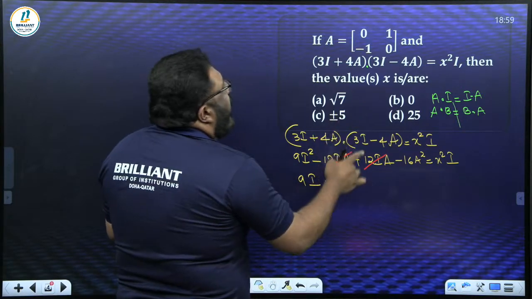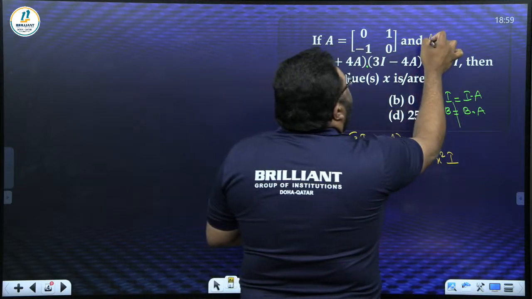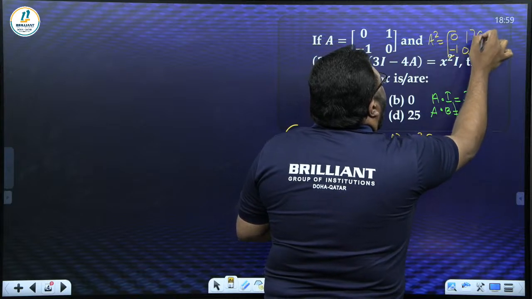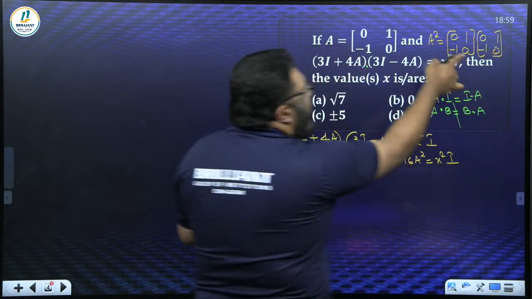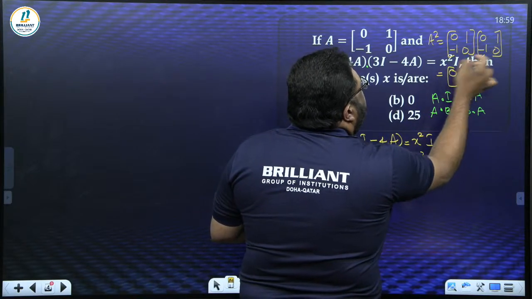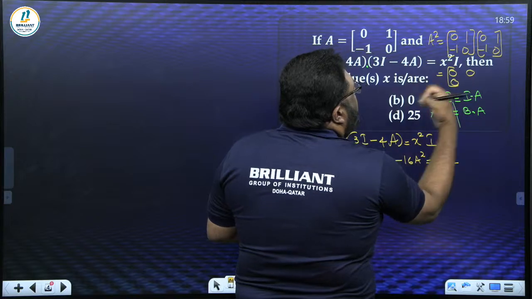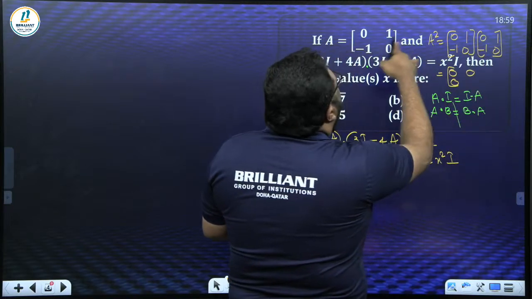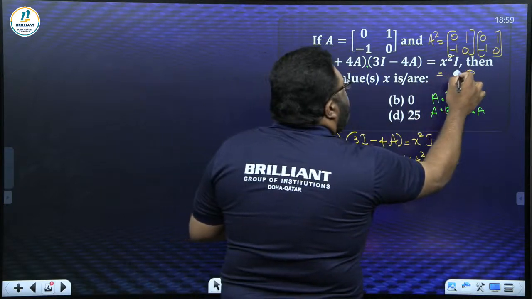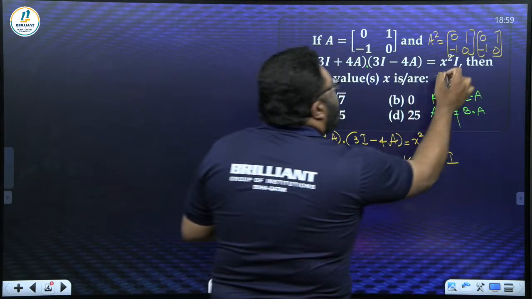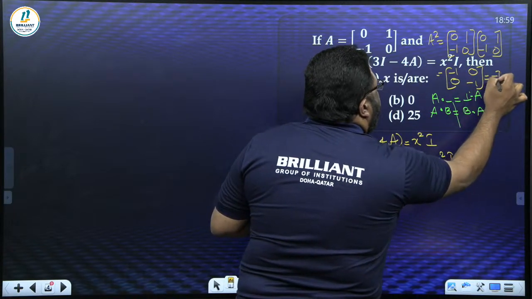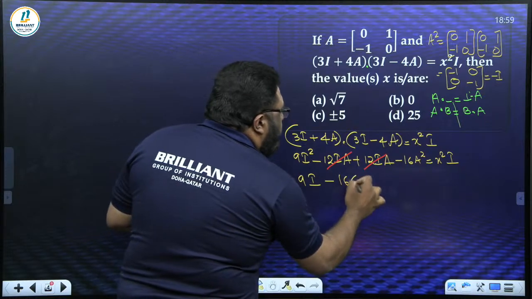Then 16A squared. Now this is A. What's A squared for us? A squared is simply multiplying the matrix A with itself. You try multiplying it, you will definitely see that you are getting 0, 0, 0, 0, 1, minus 1, 0, right? So, sorry. The first one is not 0. The first one is minus 1. Minus 1, 0, 0, minus 1. So it's minus I. So your A squared is minus I.